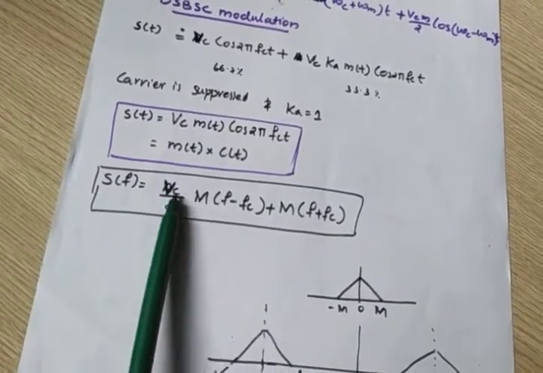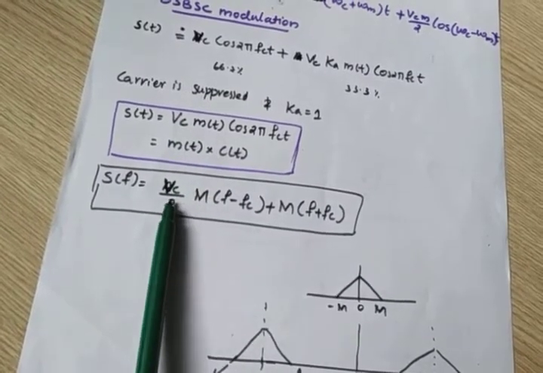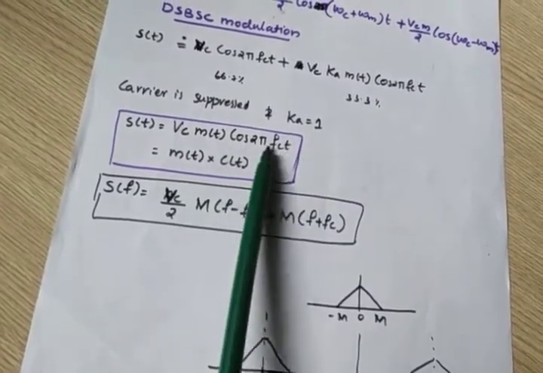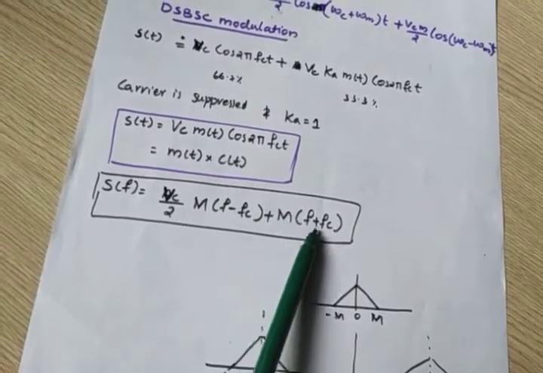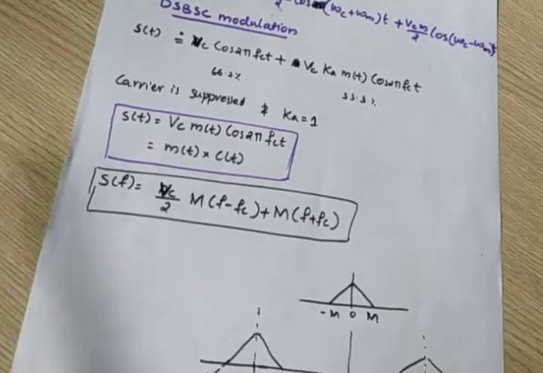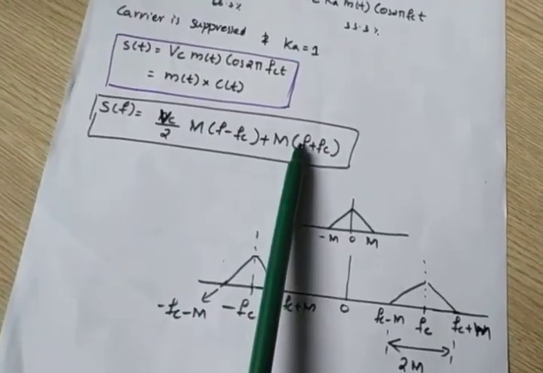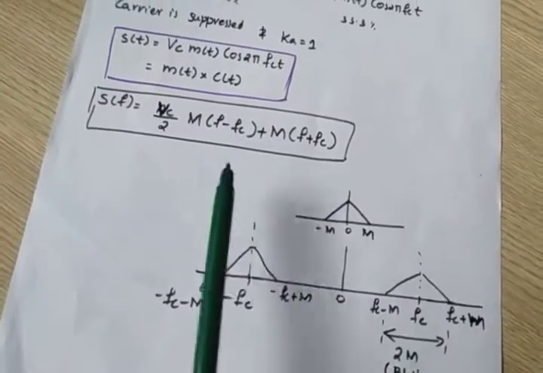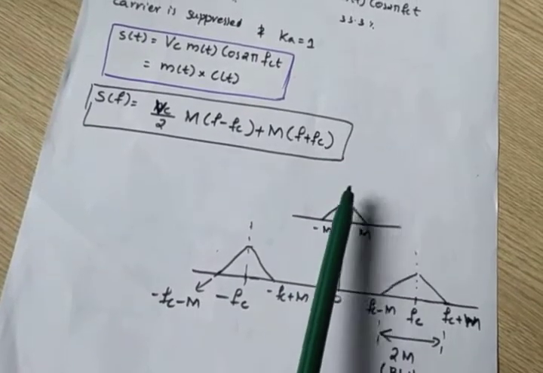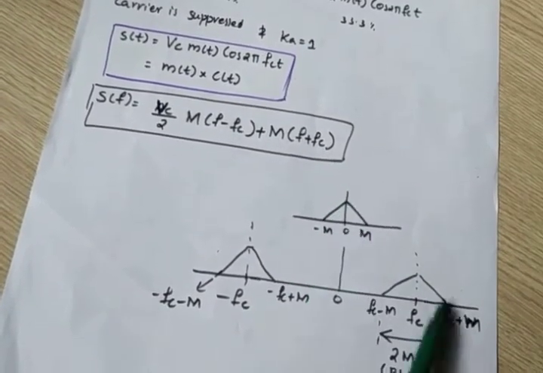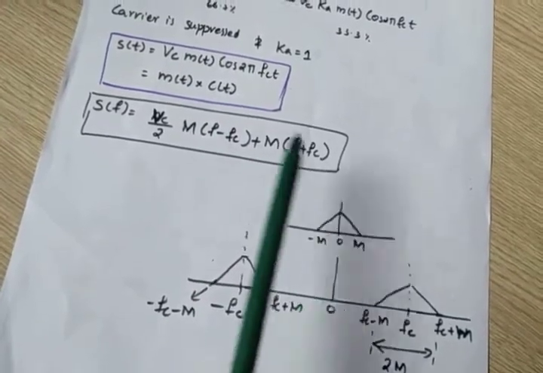This is the spectrum. How to draw the spectrum? Vc by 2 times M of f minus fc plus M of f plus fc. Okay, if this is the message, then after modulation the spectrum of the modulated signal looks like this. You know how to draw: this shifts to plus fc and this shifts to minus fc. This is the spectrum of the original message.